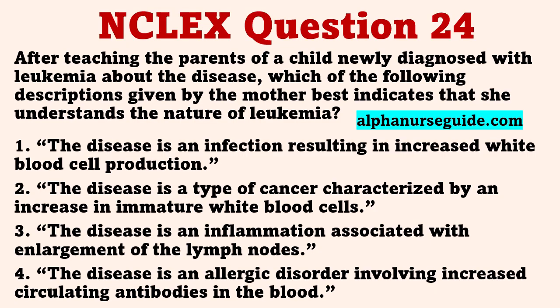After teaching the parents of a child newly diagnosed with leukemia about the disease, which of the following descriptions given by the mother best indicates that she understands the nature of leukemia? 1. The disease is an infection resulting in increased white blood cell production. 2. The disease is a type of cancer characterized by an increase in immature white blood cells. 3. The disease is an inflammation associated with enlargement of the lymph nodes. 4. The disease is an allergic disorder involving increased circulating antibodies in the blood.